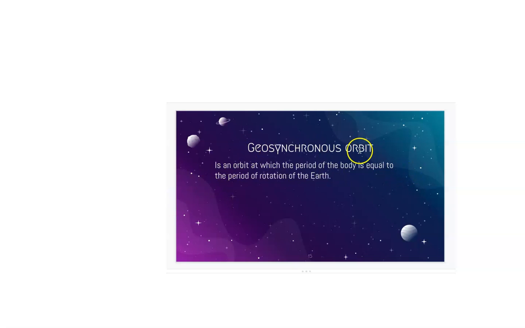One more fun part of this presentation is the geosynchronous orbit. That's a really cool thing. It exists. It's very useful and practical for communication. A lot of satellites are in that orbit. It's an orbit at which the period of the body is equal to the period of rotation of the Earth. So basically, you have a satellite above the Earth that is rotating with the same period as the Earth, so it's basically stationary above the same point on the Earth.